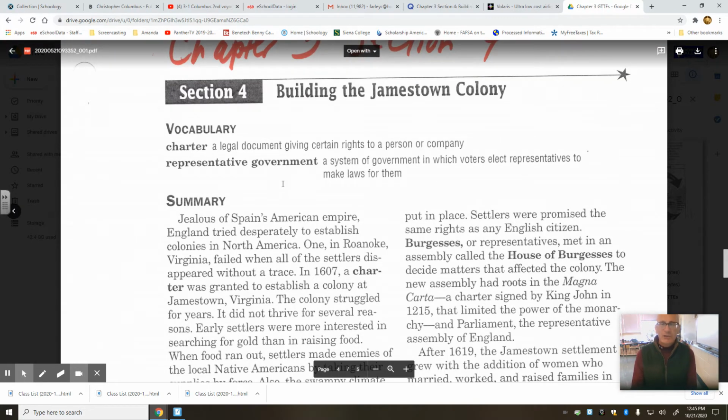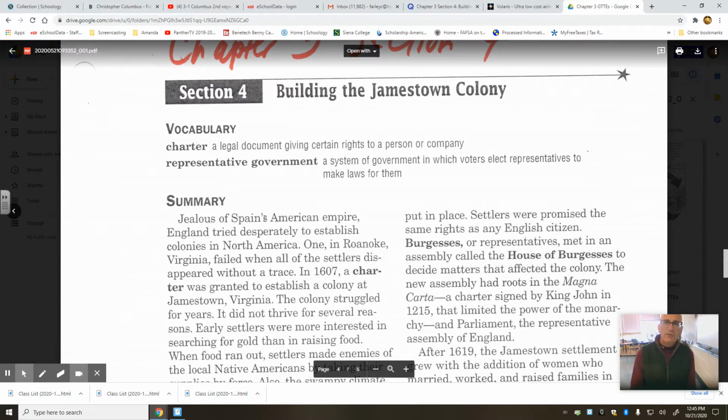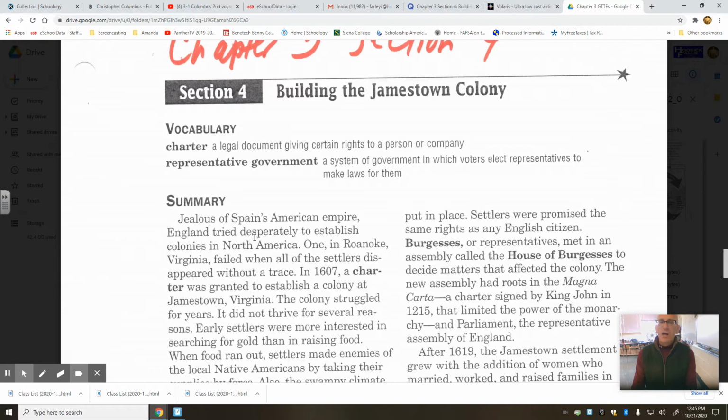Now, we'll be doing a lot on Jamestown in class in the coming days, but let's start today with the reading of building the Jamestown colony. Jealous of Spain's American empire, England tried desperately to establish colonies in North America. One of those colonies in Roanoke, Virginia, failed when all of the settlers disappeared without a trace.